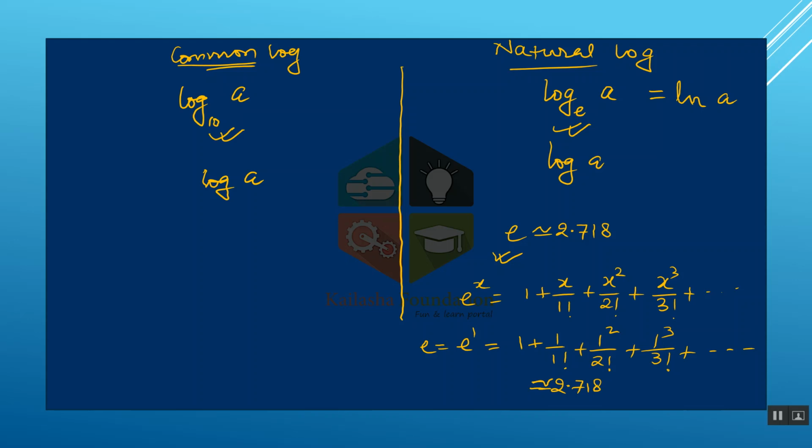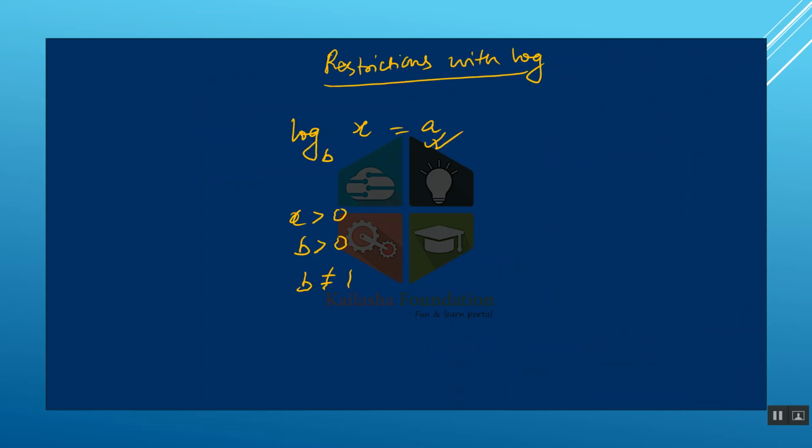Now common log, I told you, if the base is not written and the question is not about calculus, then the base is by default 10 and it is called common log. If the question was about calculus and the base was not written, then the base is e and it is called natural log. And there is a third style of writing it also, ln a. ln means there is log but the base is e. This is the more sophisticated way of writing natural log. Common log and natural log.